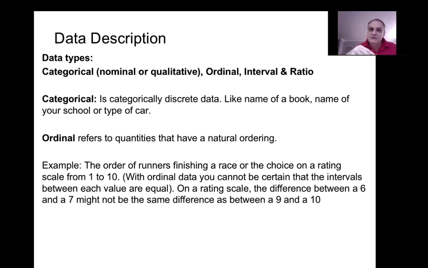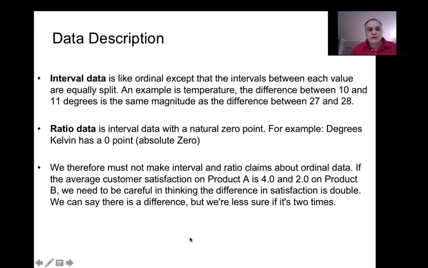The difference or the gap between the person who came first and second might not necessarily be the same gap as the person who came second and third, and therefore it's ordinal, but it's not interval. Your interval data is very similar to that, but now the gaps between each one is the same. And then your ratio data, very simple. If you want to know something ratio, has it got an absolute zero?